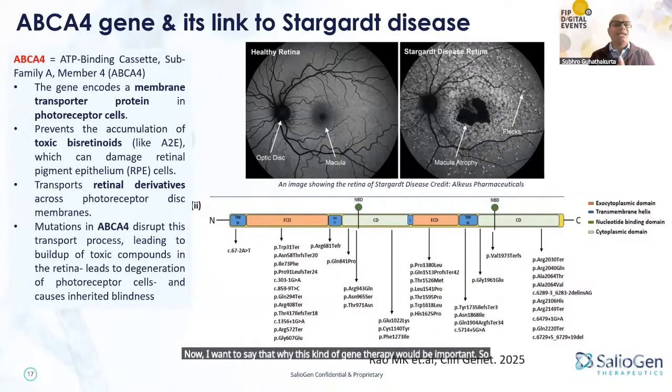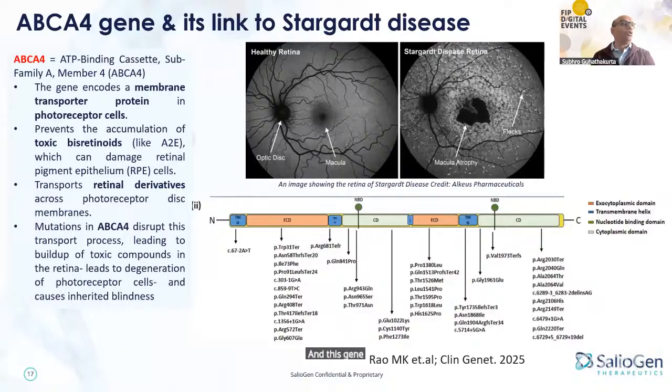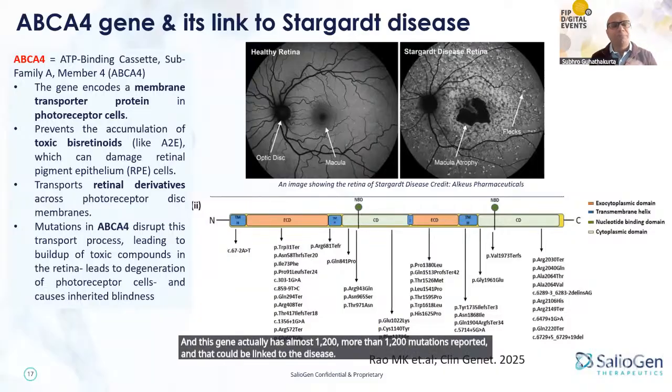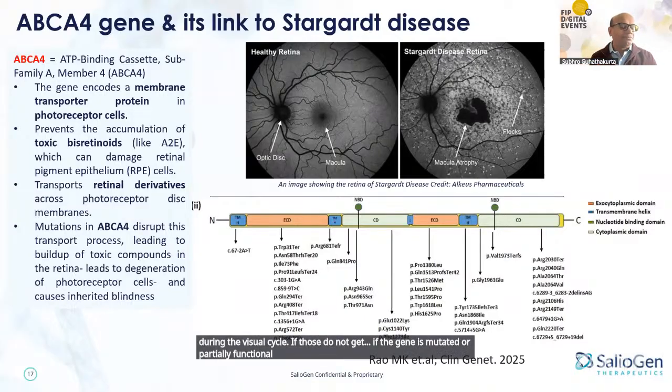Now, I want to say why this kind of gene therapy would be important. One of these genes is ABCA4, which is a very, very large gene. This gene has more than 1200 mutations reported that could be linked to disease. The protein of this gene clears the toxic product that gets accumulated in the photoreceptor cells during the visual cycle. If the gene is mutated or partially functional or dysfunctional, then the toxic product will not be removed, and the retina photoreceptor cells will start to degenerate. And that is what Stargardt disease is.